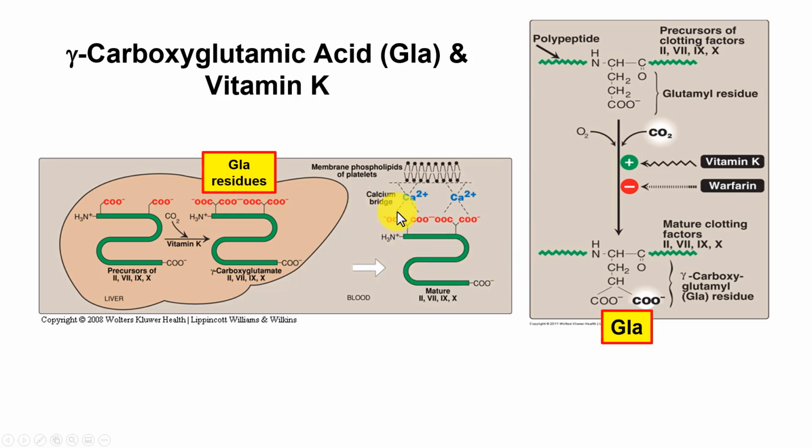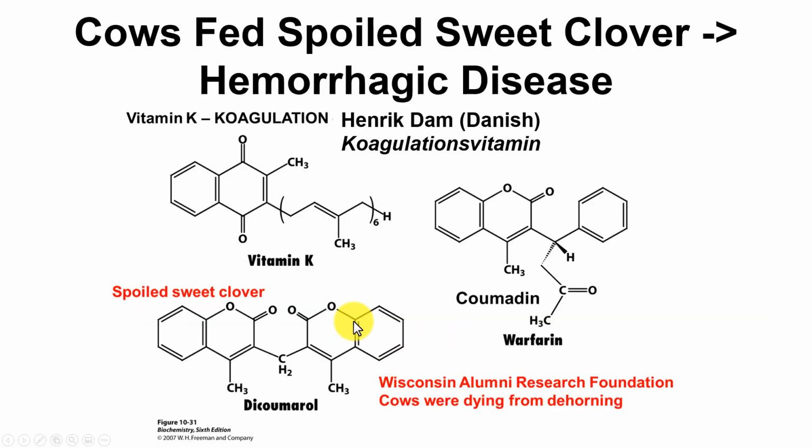So if you can't form the GLA residues, it slows the process down a lot, and so it inhibits clotting. Vitamin K is required to put those carboxyl groups on, and warfarin inhibits this process, and I'll talk about how it inhibits in a minute.